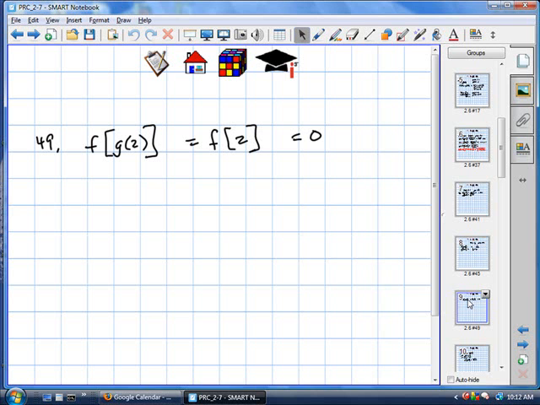Now you've got to find f of that. So I got to find f of 2. So now move over to the f graph. And what's f of 2? So there it is. F of g of 2 is final result 0.